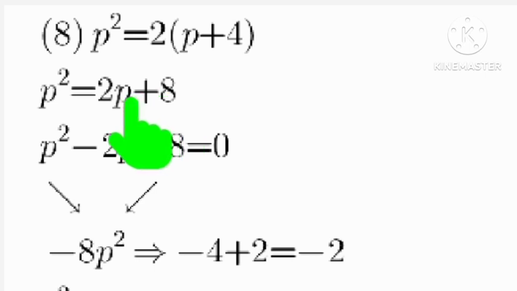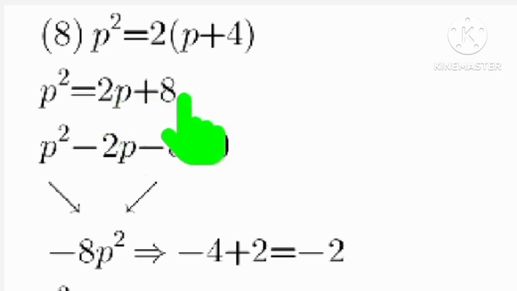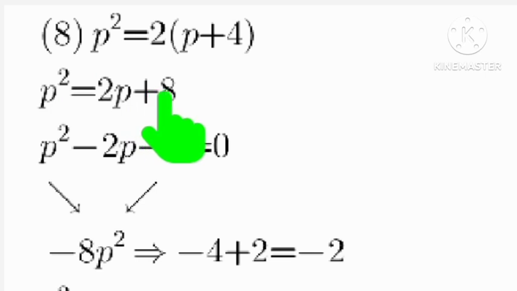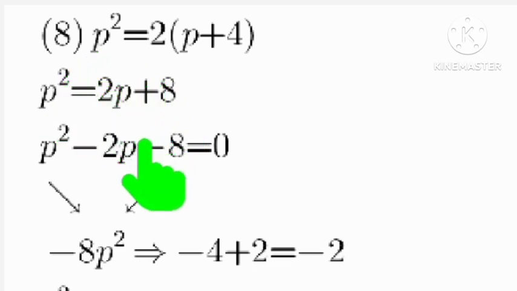What do we do next? We need to ensure that it's only 0 that is on the right-hand side. So we need to bring everything to this side. So positive 2p, crossing the equals sign, is going to turn to negative 2p. And once positive 8 is crossing the equals sign, it's going to turn to negative 8. So we have p squared minus 2p minus 8 is equal to 0.